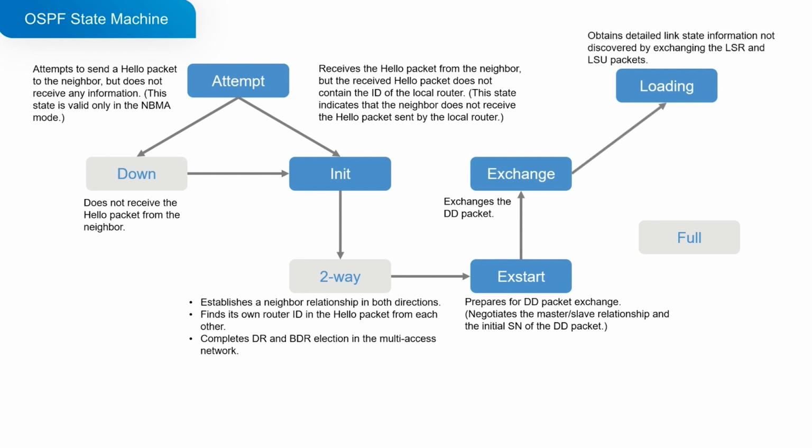And from exchange to the load, for this step, I will know which RSA I don't have. So I have to send the LSR to request the RSA I don't have, so that I can complete my LSDB. And for the load, I will send the LSR packet to request the RSA information. And then the neighbor will reply with the LSU packet. So for this state, the LSU will contain the detailed RSA information. So this is the loading.